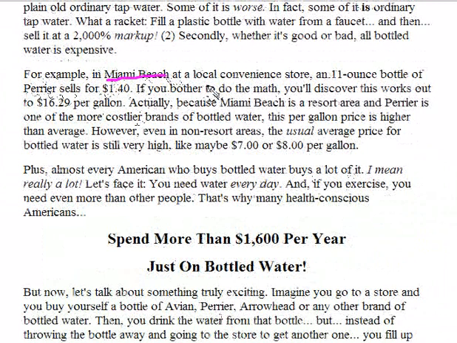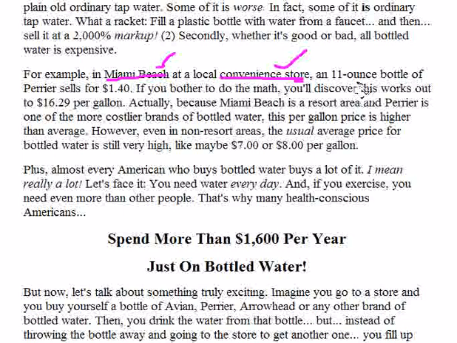He's talking about Miami Beach, and it's a convenience store. The area is a tourist area. A convenience store is normally more expensive than a Walmart, per se. An 11-ounce bottle of water sells for $1.40. This is not the normal price, but he's going to the highest possible price in order to make his point. He wants to show you the great contrast between what his product is going to cost and what bottled water sells for. So this is not your typical price for bottled water, but he's going for the highest possible just to show the contrast.